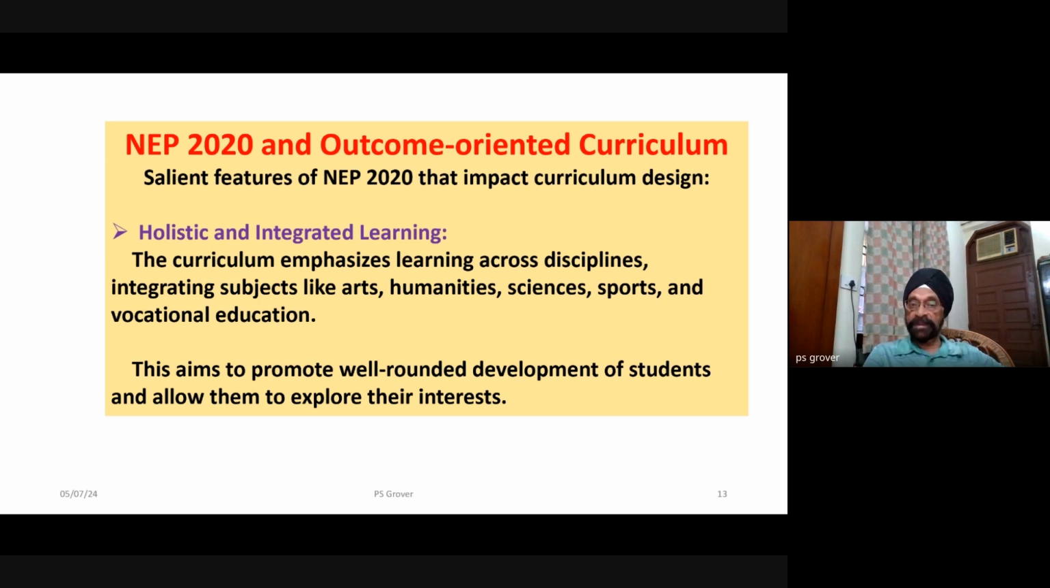See, you will recall in the last session, we had discussed the curriculum design. The curriculum had certain features. Now, those features have to be such that they help the student acquire all those skills which are needed by the industry and by the society. So the NEP curriculum, which we talked about last time, has holistic integrated learning. The curriculum emphasizes learning across disciplines, integrating subjects like arts, humanities, sciences, sports. That is multidisciplinary learning. The aim is to promote well-rounded development of students and allow them to explore their interests. Why so? Because industry wants it.